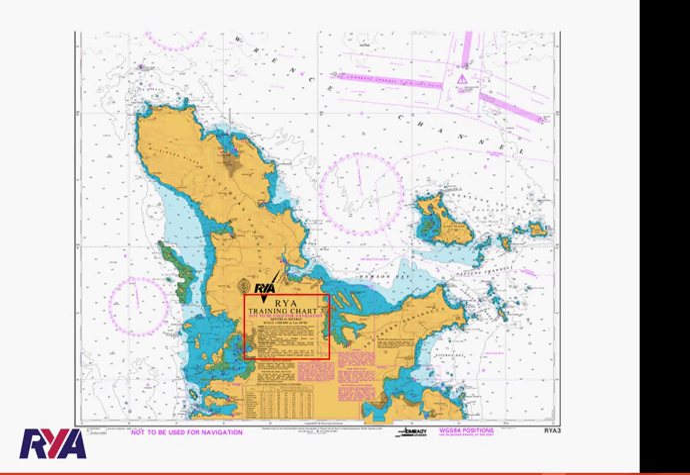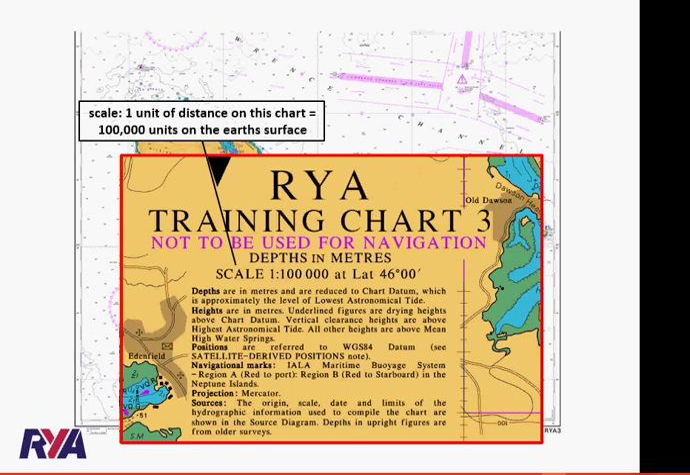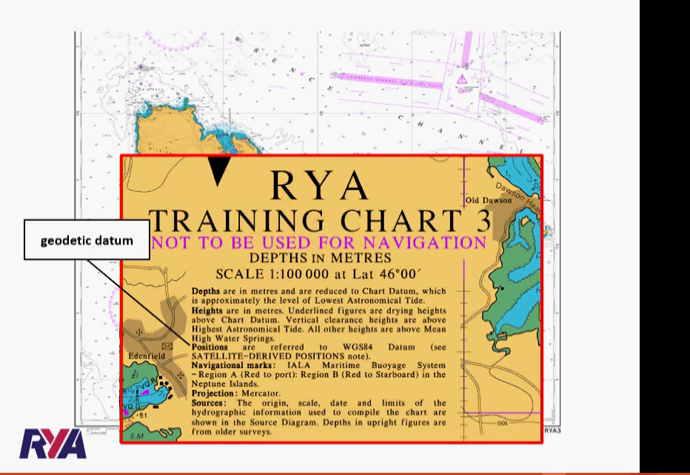The chart information box. This is going to tell us the title of the chart. It's going to tell us the scale of the chart. The geodetic datum. This is how the lines of latitude and longitude are laid out on the charts, and this is very important when we're using GPS for navigation, because we need to be sure that the GPS and our paper charts have the position of the lines of latitude and longitude exactly matched up, and we would check in our GPS that we are using WGS84 to match the paper charts.